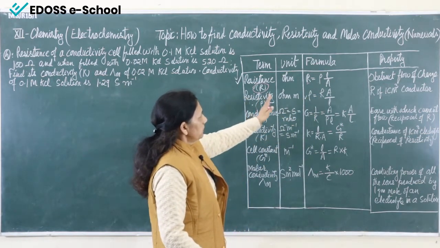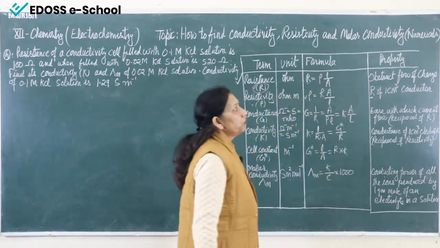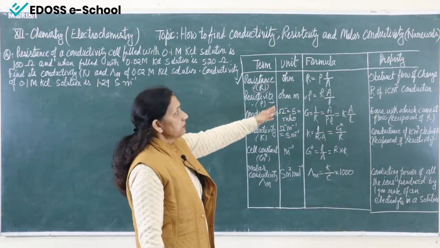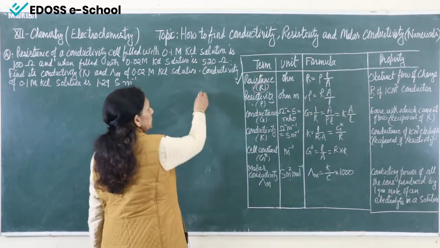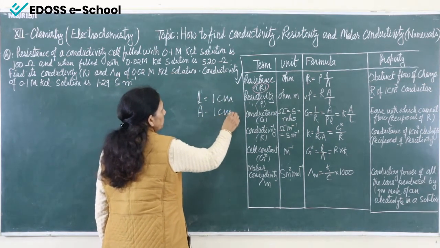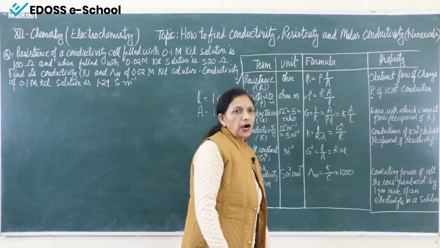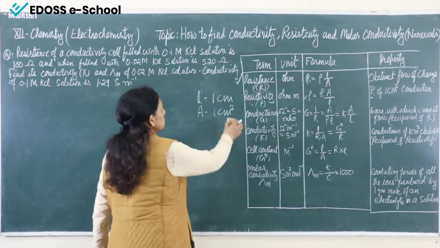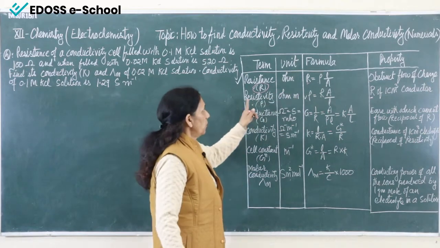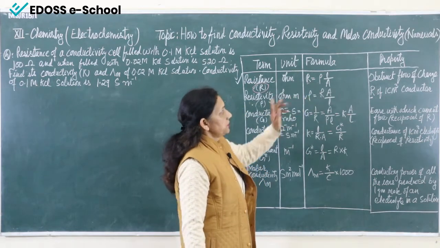And what is the property of resistivity? Resistivity is the resistance of a 1 cubic centimeter conductor. If the length of a conductor is 1 centimeter and its area is 1 square centimeter, then its resistivity rho will be equal to R A upon L. So this is our second formula that you have to keep in mind to find resistivity. With the help of the resistance formula, we can easily learn the formula for resistivity.